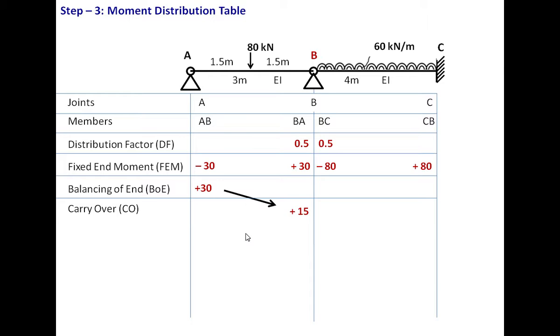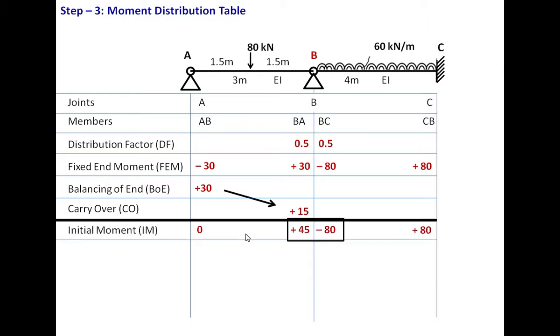And after this we have to draw a line. That is why I have made a dark line here, and we have to sum up the moments, and that will be set as the initial moments. So here when we sum up, it is going to be 0. This 30 and 15 is going to be plus 45. This is minus 80 and this is plus 80. So these are our initial moments, and we have to do the moment distribution of this particular unbalanced moment.